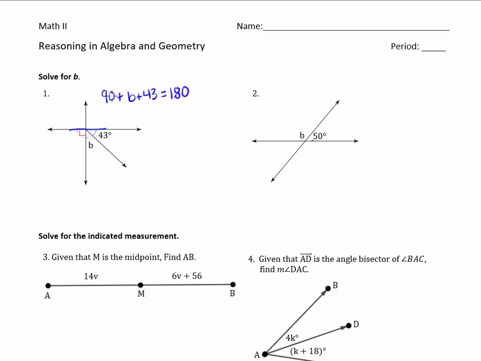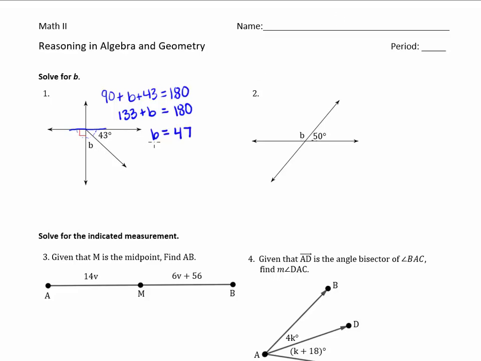So now we'll simplify this. We've got 90 plus 43 is 133 plus our b value, or b plus 133, equals 180. We'll subtract 133 from both sides, and we get b is equal to 47. And there is our answer for problem number 1.